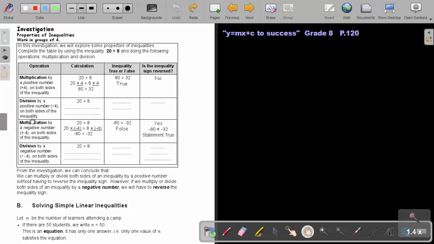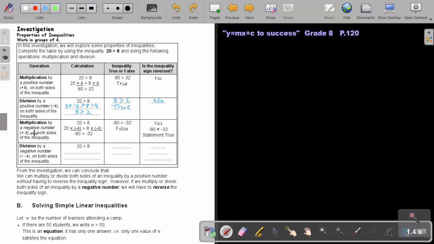Okay, division by a positive number. Divide by 4 on both sides of the inequality. So let's just do that one. I'm going to say 20 divided by 4, and 8 divided by 4, and then I'm going to get 5 is bigger than 2. Is that true or is it false? This is true. Did I reverse the inequality sign? It's not necessary because it's true. It's only necessary if it's false.